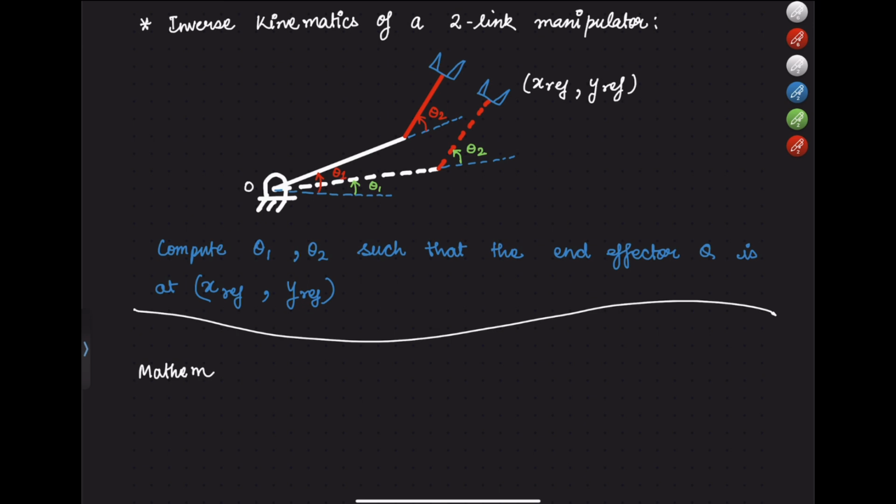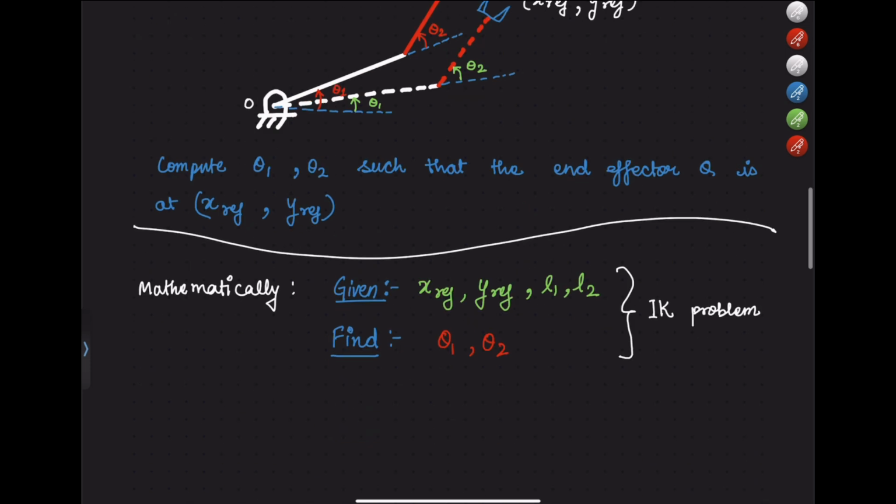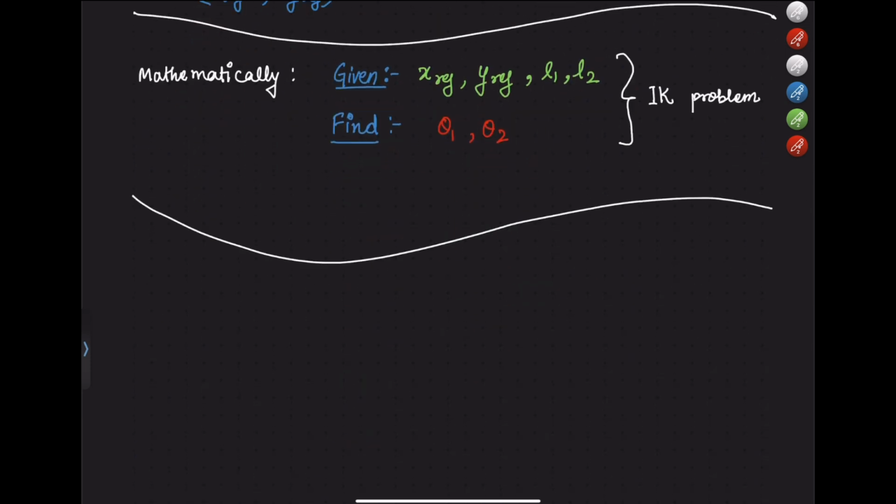Mathematically, if we want to define the problem, we are given xref, yref, L1 and L2, and we want to find the joint angles theta 1 and theta 2. Now, this is the IK problem. Now, let's try to write it in a way so that we can code it up.